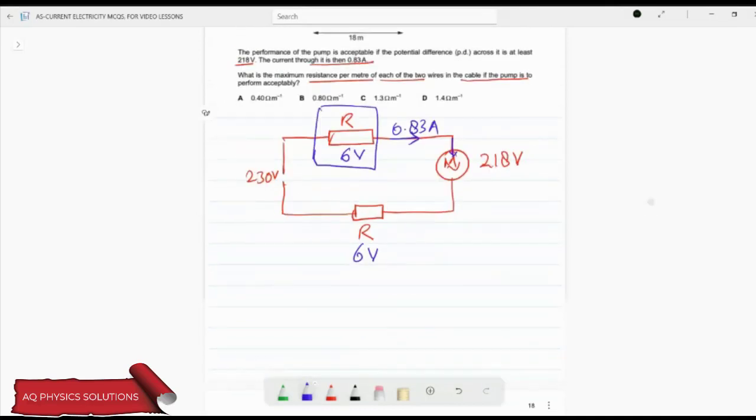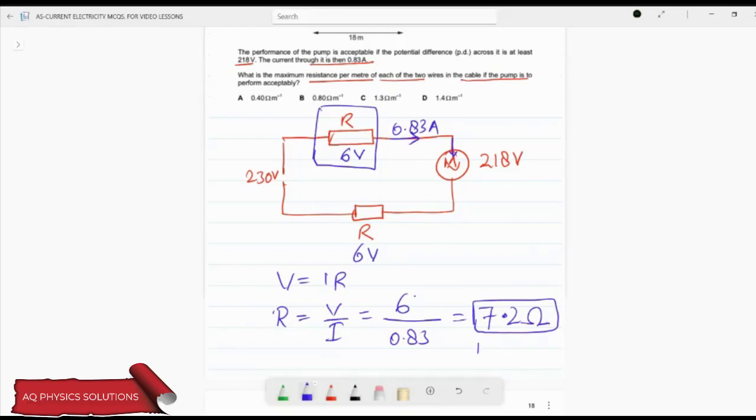So by using a very simple technique, I can say that if V equals I times R, then R equals V divided by I. So V is your 6 volts divided by I, which is 0.83. So 6 divided by 0.83 is equal to 7.2 ohms. This is the total resistance, right? This is the total resistance.